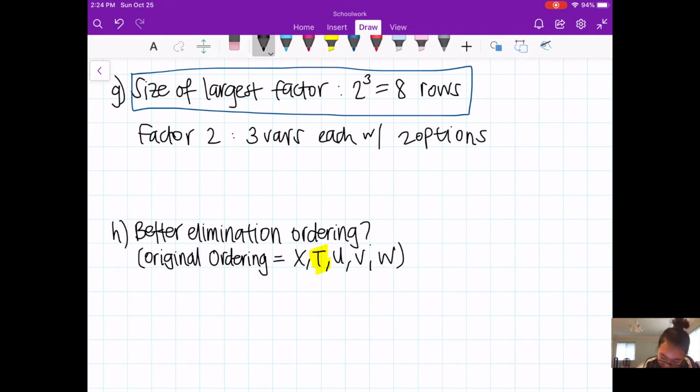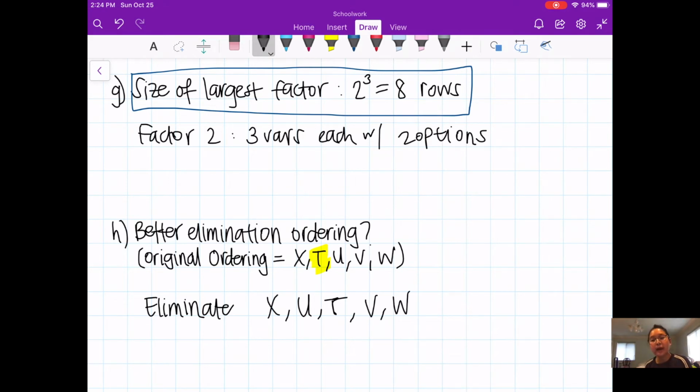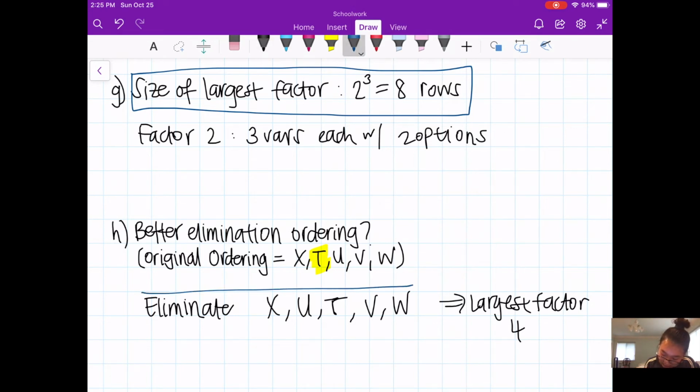u. So we would just want to eliminate x, u first, then t, and then v, w. And just having this switch lets the largest factor be just 4 instead of 8. And that overall is better since 4 is less than 8. Cool. So this would be a possible solution.